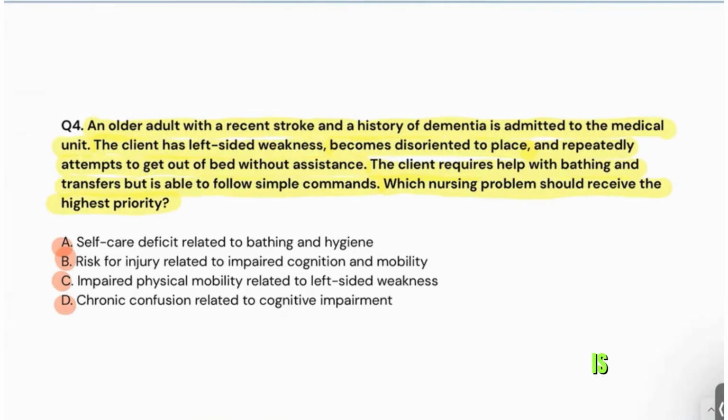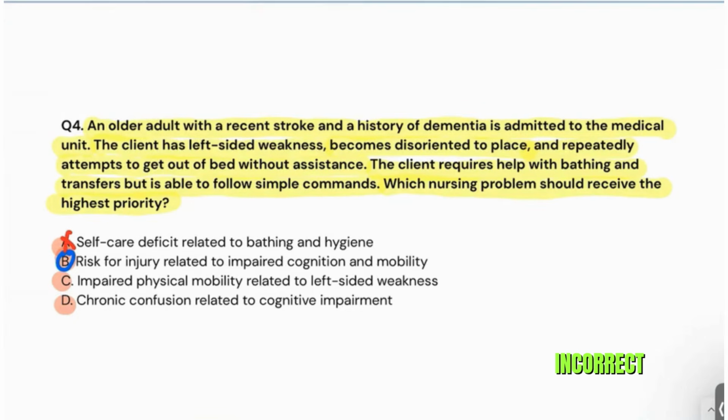The priority here is letter B. Repeated attempts to get out of bed combined with weaknesses and confusion create an immediate fall and injury risk. That's the reason why that's the correct answer.